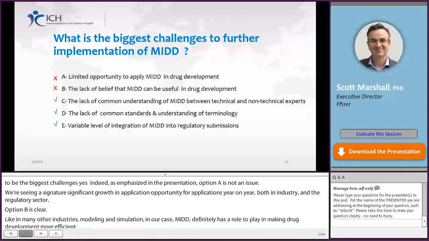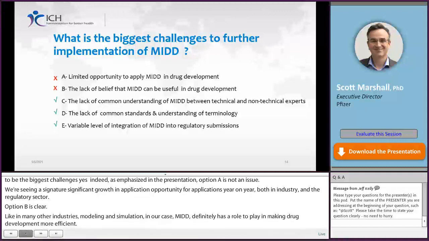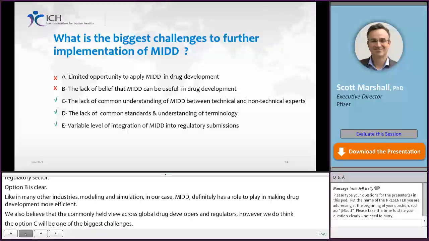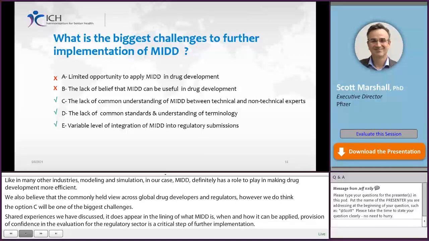However, we do think that option C may be one of the biggest challenges. From surveys conducted and shared experiences we've discussed, it does appear that aligning on what MIDD is, when and how it can be appropriately applied, provision of confidence in its evaluation within a regulatory setting is a critical step in further implementation. We believe that gaining alignment on the assumptions utilised within a particular MIDD application may be one of the ways of advancing the common understanding.